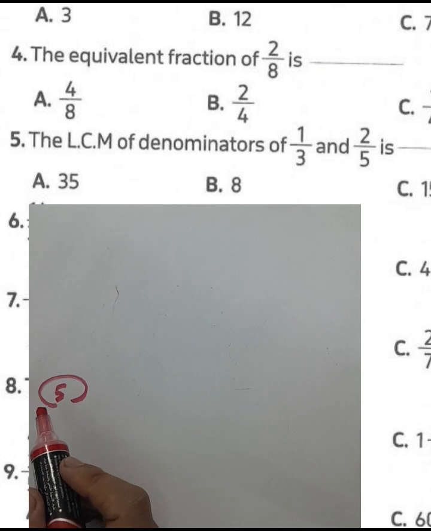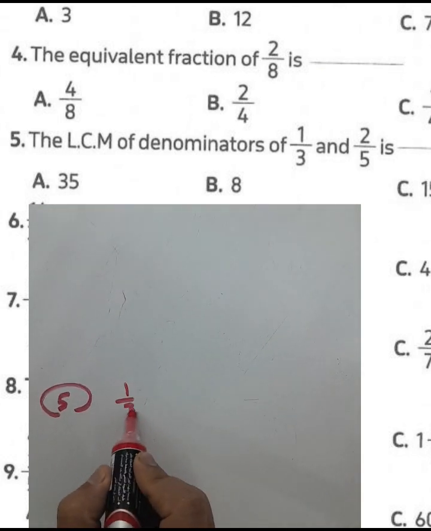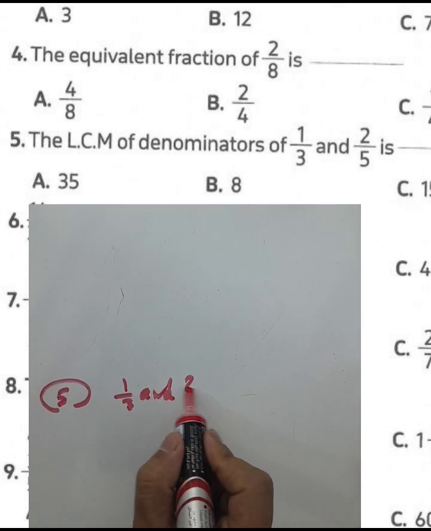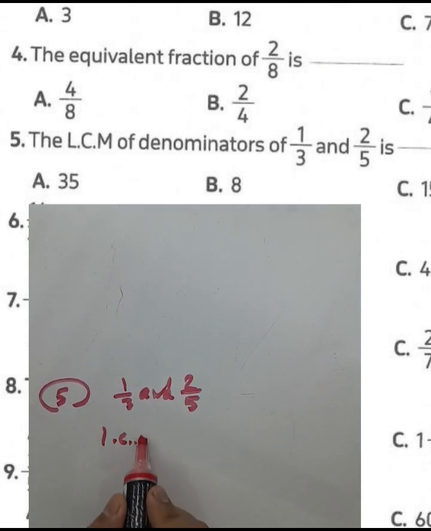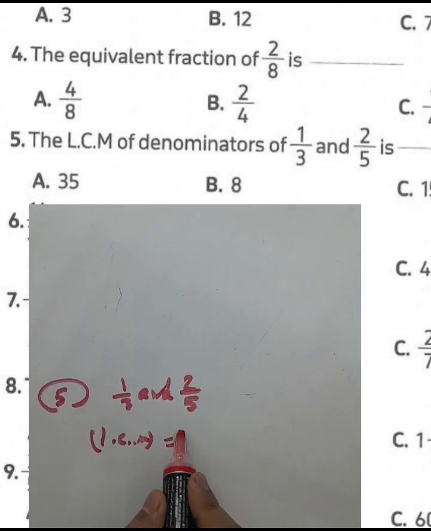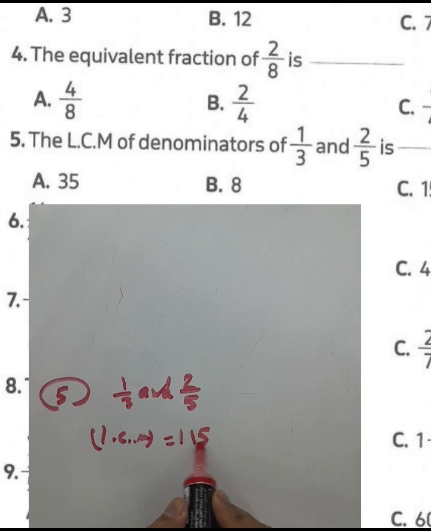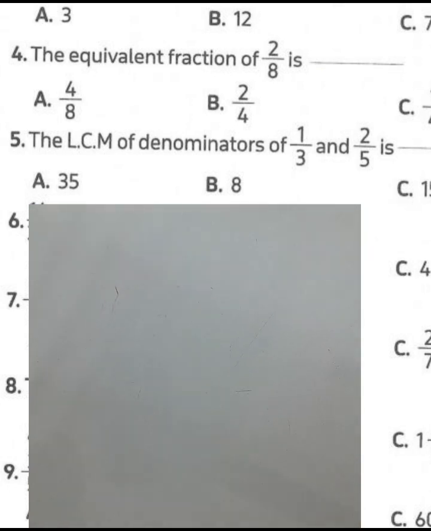The least common multiple of the two denominators of the fractions, one third and 2 over 5. We can find the least common multiple of the denominators. It will be the product, 15. 3 times 5 equals 15.